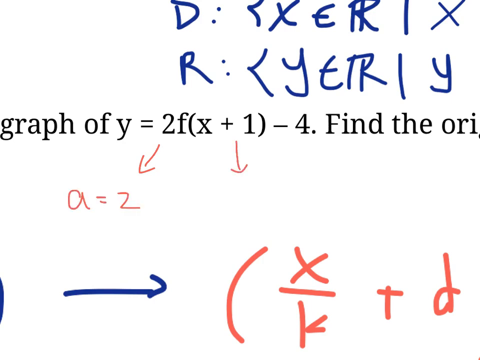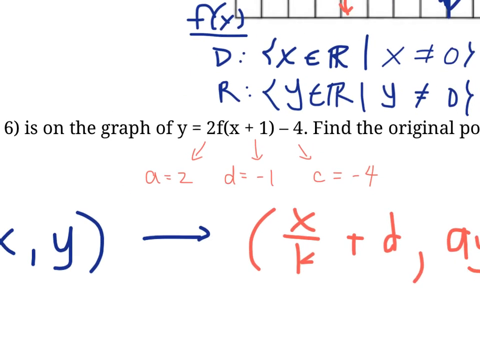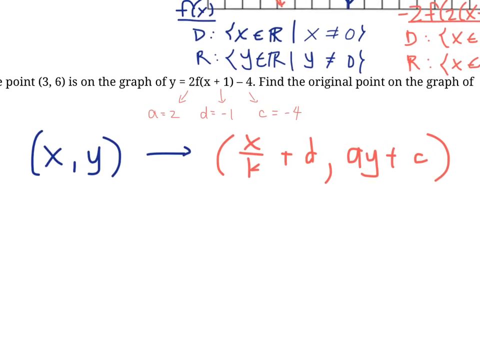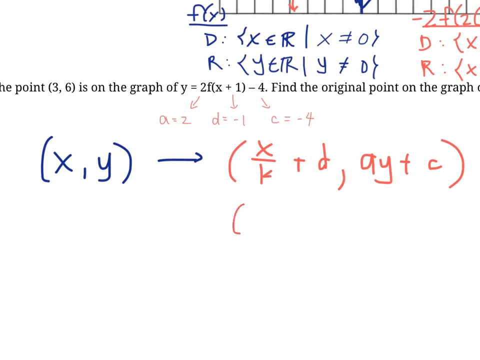What's going to be the d value? Well, it's x plus 1, but remember the pattern is x minus our d value, so that means our d value is negative 1. And our c value is -4. So let's just throw that into our transformation map and see what we can do with that. So x over k is just 1, so it's just going to be x minus 1, right? Our d is -1. And then our y part is just going to be 2y plus c. In this case, c is -4.